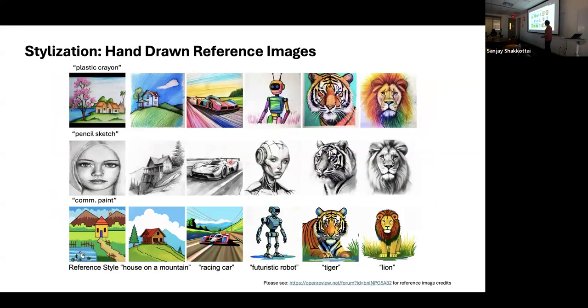The other thing is images in the wild. These are actually pictures somebody hand drew, and we can now ask, hey, here's this style, can you generate a house in this style? And this is just a single image example. We're able to do these kinds of things.